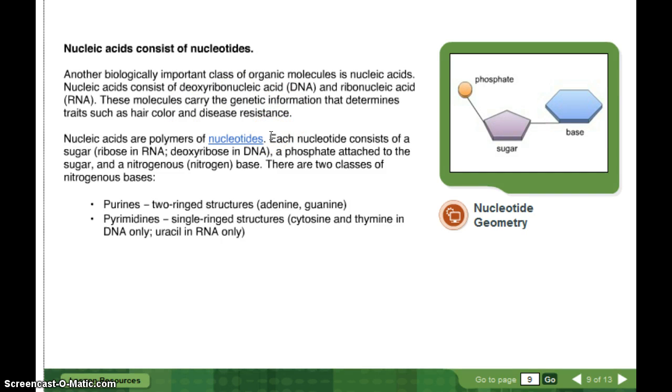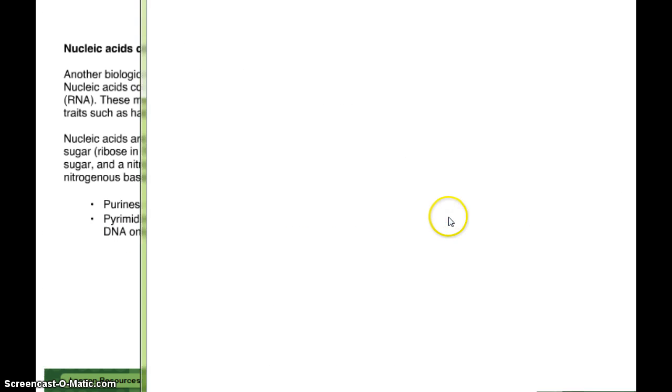Alright, so each nucleotide consists of a sugar, and specifically that sugar is ribose in RNA and deoxyribose in DNA, remember -ose for sugar. It also has a phosphate attached to the sugar and a nitrogenous or nitrogen base. There are 2 classes of nitrogenous bases. There are purines, which are 2 ring structures, so adenine and guanine, or A and G, and pyrimidines, single ring structures, so cytosine, thymine in DNA only, uracil in RNA only. So if you remember from biology class, you have the A, G, C, T, or U. This is why they're different. It has to do with the chemistry of them.